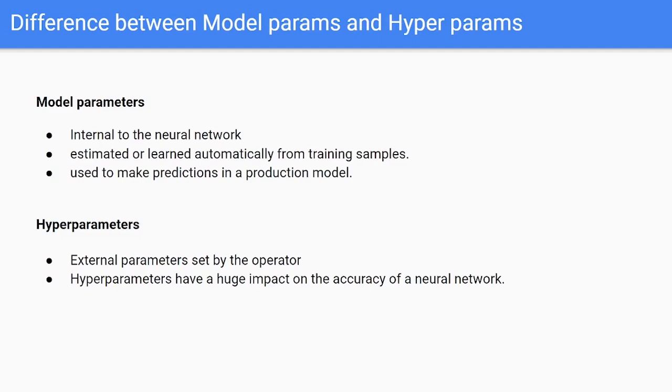Hyperparameters. Hyperparameters are external parameters set by the operator of the neural network, for example, selecting which activation function to use or the batch size used in the training. Hyperparameters have a huge impact on the accuracy of a neural network. There may be different optimal values for different problems, and it is not trivial to discover those values.